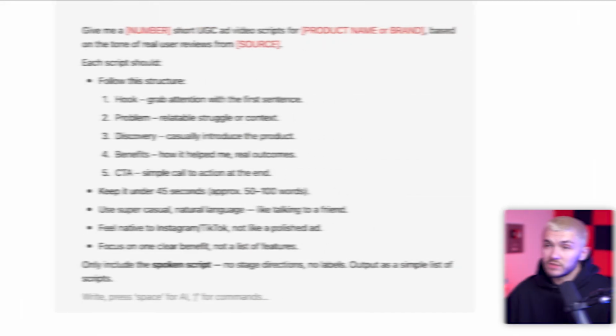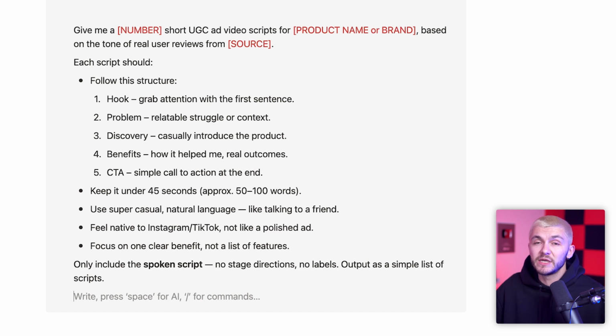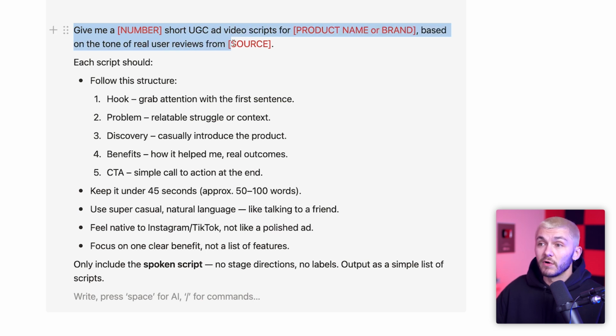And there's actually a couple of cool things that we can do to help us with this entire process and to speed it up, to automate it a little bit so we get the best possible result with ChatGPT. And so let's take a look at my prompt. So this right here is my prompt, and it includes all the information that I've just given you. It's a great place to start, but you'll notice there's a couple of placeholders in here. So if I go through the first sentence, give me a number, short UGC ad video scripts for product name or brand based on the tone of real users from source.